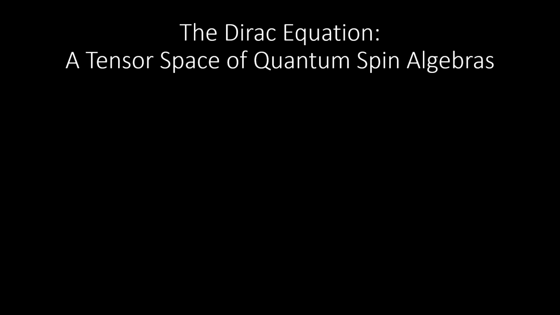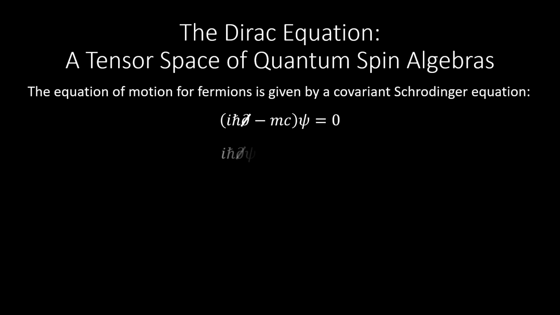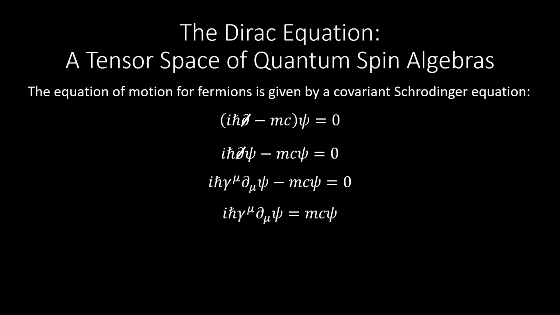Now let's consider the Dirac equation, which basically yields us a tensor space of quantum spin algebras. And it's indeed a covariant form of the Schrödinger equation, generalized to spacetime. With this slash, we're using Feynman slash notation. But we'll go ahead and distribute the psi into this, which is just our fermion wave function. Expand the Dirac notation by showing that the Feynman slash operator is really just the gamma matrices with the partial derivative. And so with that being said, we should probably define what these gamma matrices are.